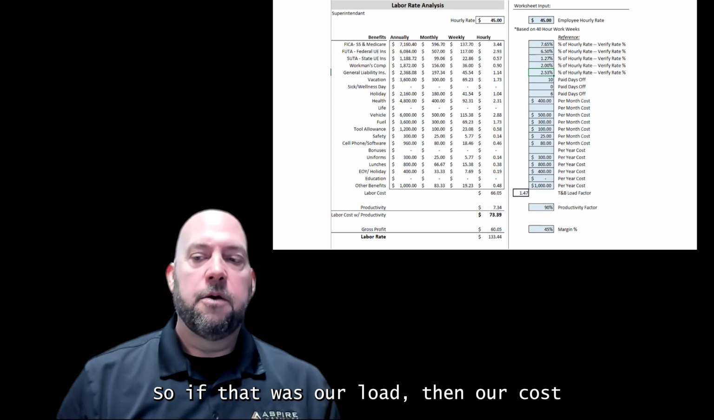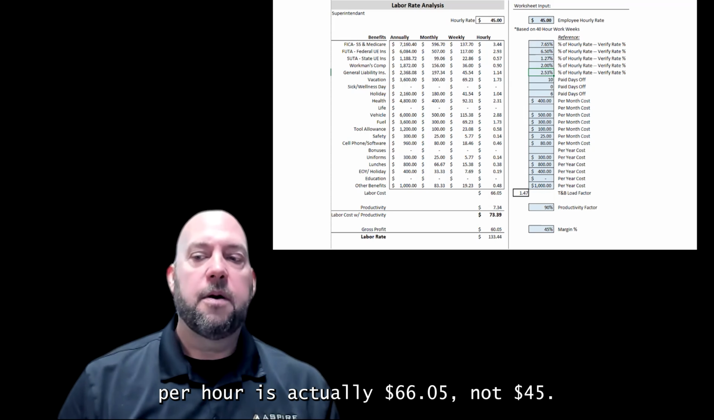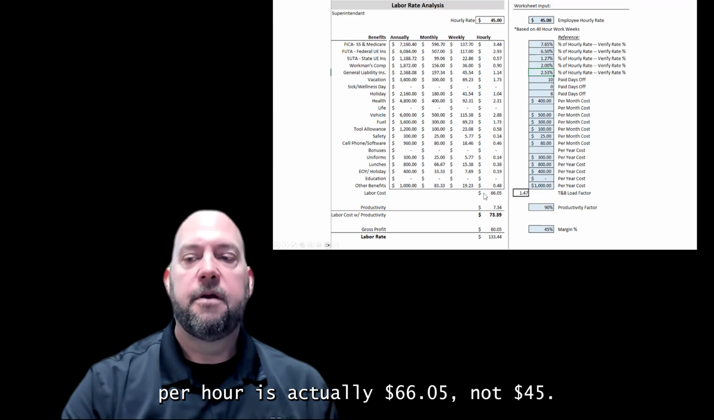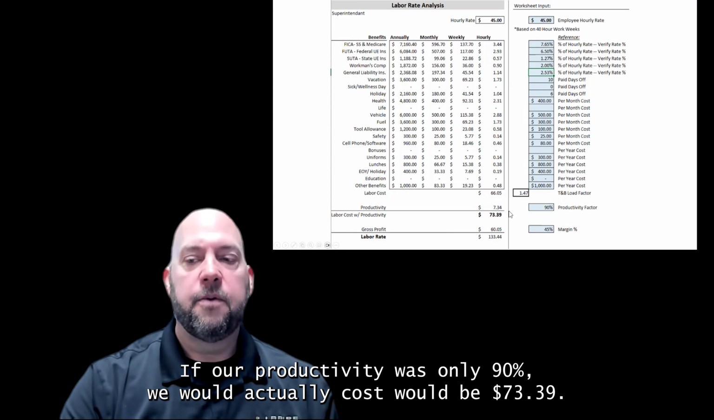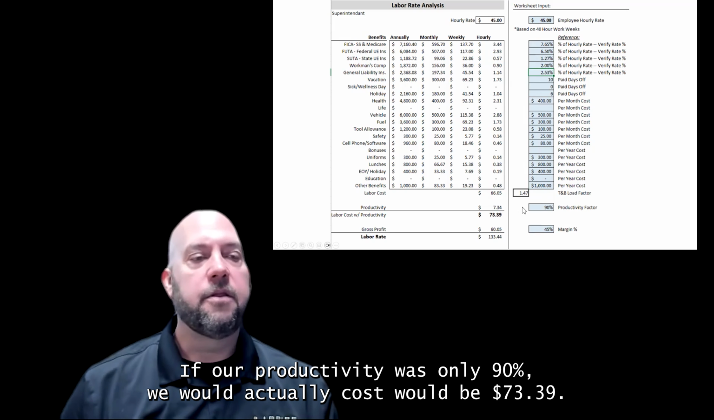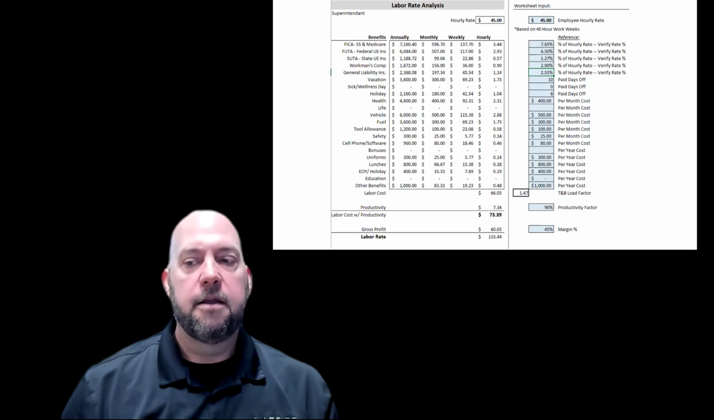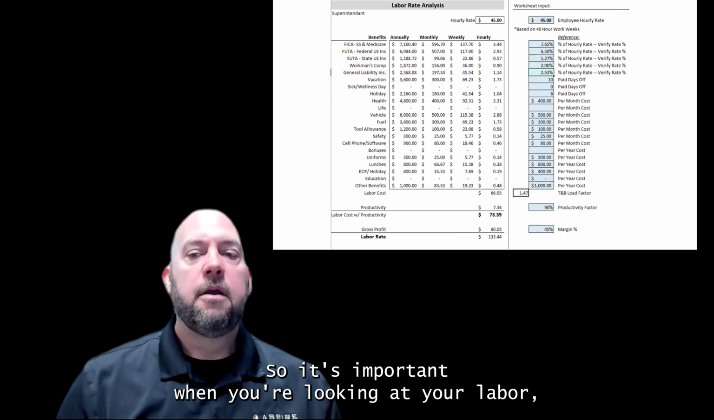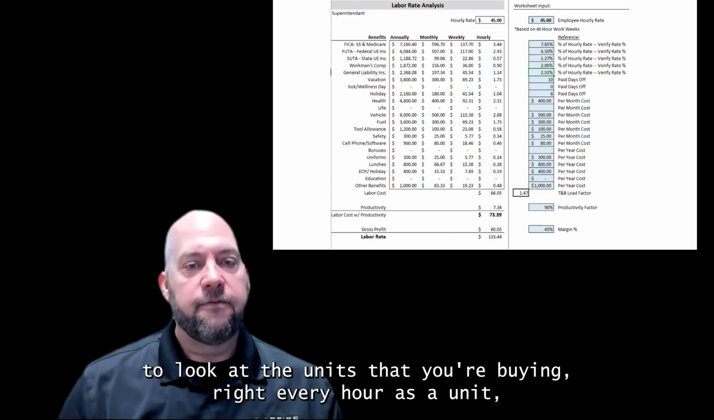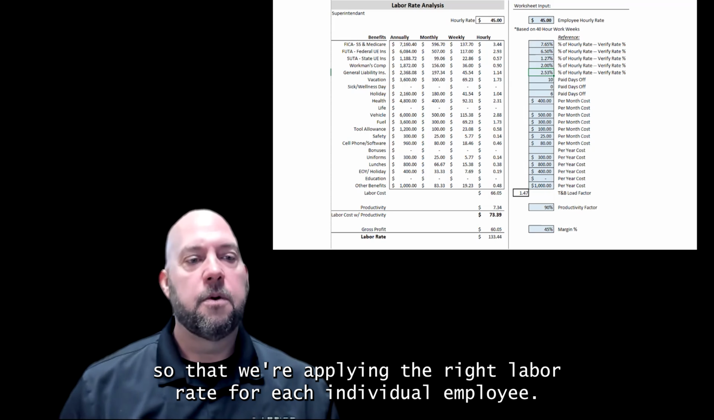So if that was our load, then our cost per hour is actually $66.05, not $45. If our productivity was only 90%, our cost would actually be $73.39. If we wanted a 45% margin on that labor, we'd actually need to sell it at $133.44. So it's important when you're looking at your labor to look at the units that you're buying, right? Every hour is a unit. Make sure that we understand our loaded cost with our productivity factor and that we have everything built in so that we're applying the right labor rate for each individual employee.